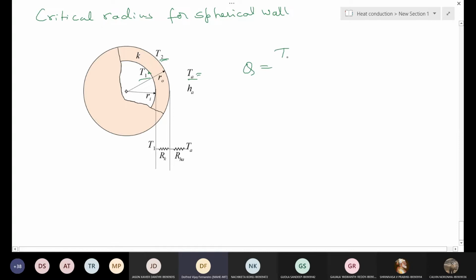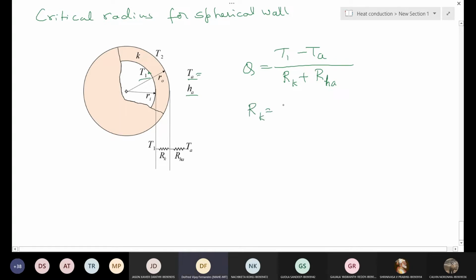Again, you have the highest temperature inside, say T1 minus TA, divided by two resistances we have. One is the conduction resistance for the spherical wall and the convection resistance outside the spherical wall. So that is RK, conduction resistance, plus the convection resistance RHA. Now you can write the RK value for the spherical case.